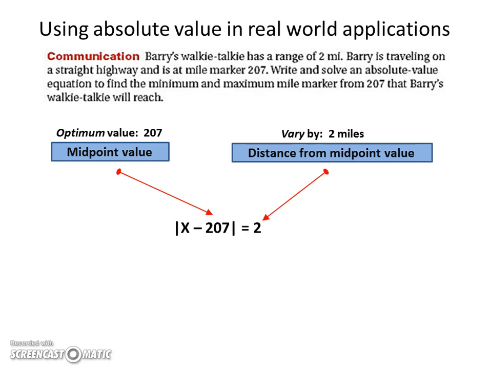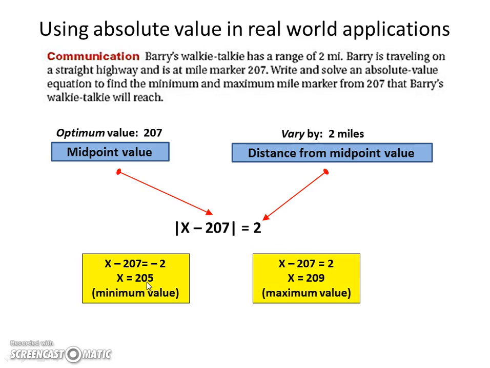So our absolute value, once again, 207 is what we want, but we're allowing it to vary by 2. 2 more or 2 less. So 2 less would be 205. 2 more would be 209. Let's look at one more.